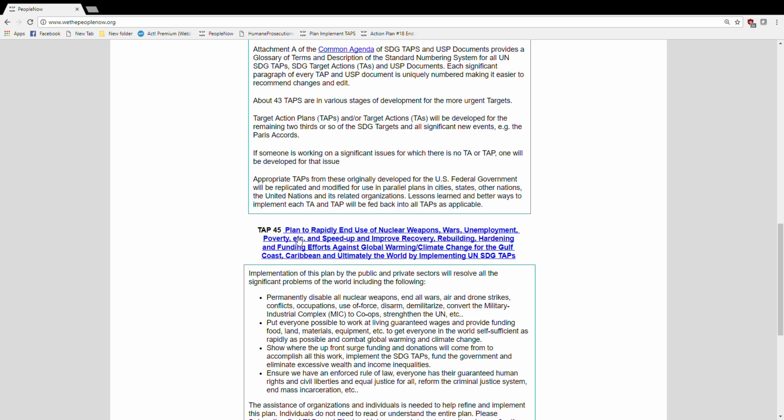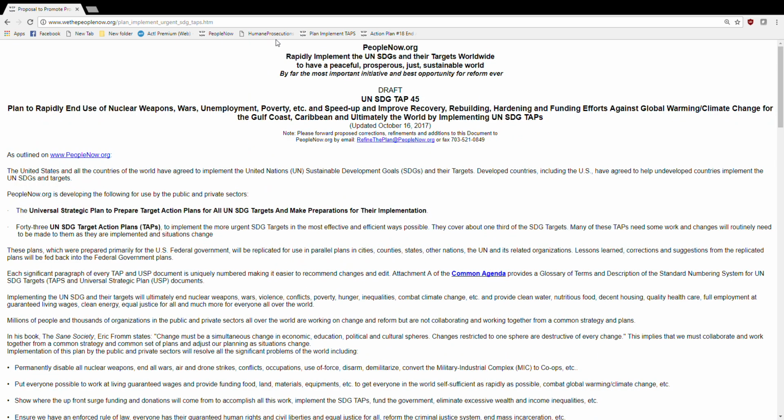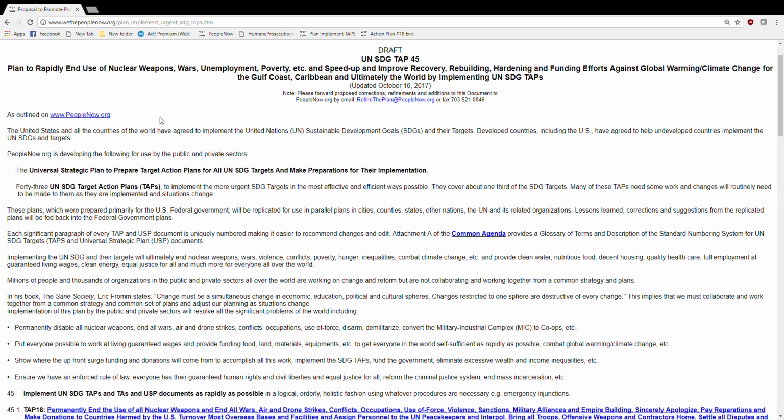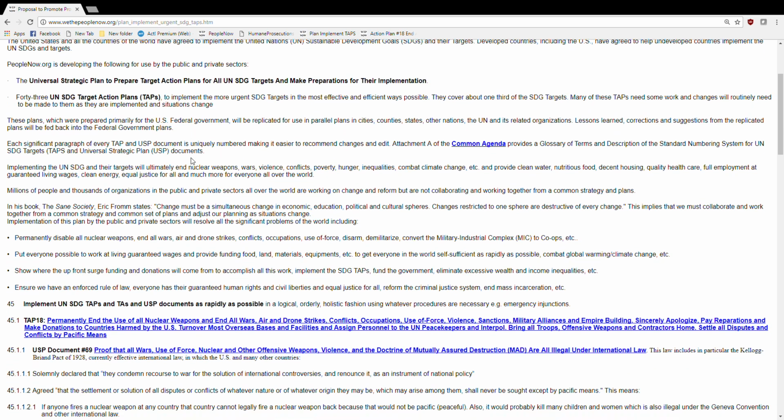So I'm going to click on this tab 45, and now we'll see on this tab the same thing we talked about, it's the plan. Now one thing about this is I try to stay away from using isms. The idea is do things in the most effective and efficient way possible. So we've got about 43 target action plans. There's about another probably 60 to go to get all the 169 targets. But what I want to do is show how this works.